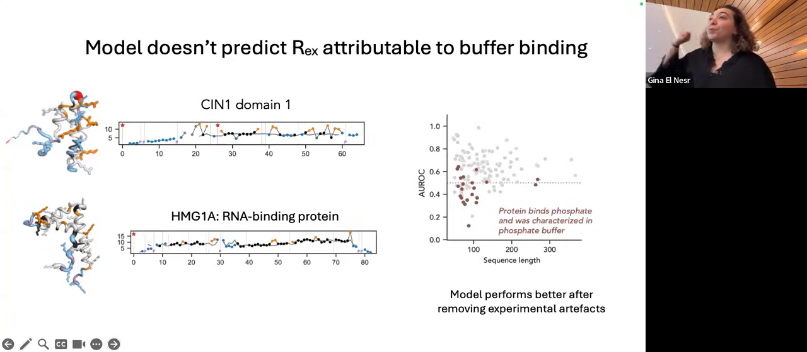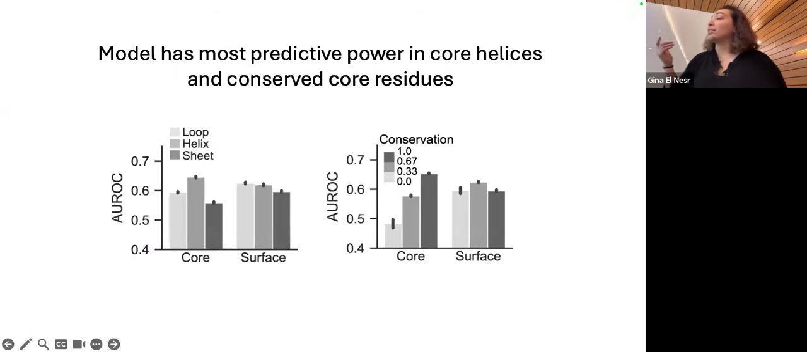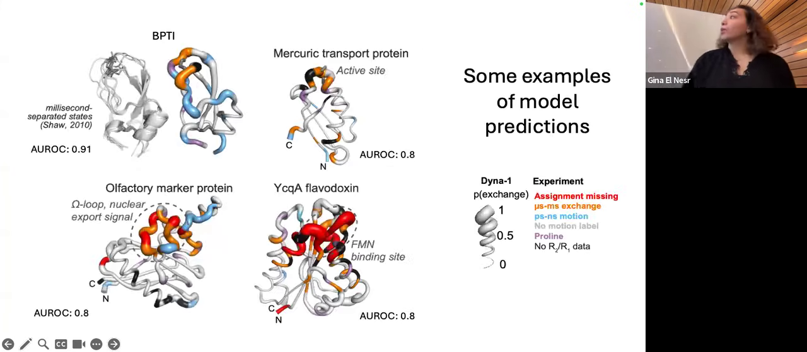And so those are all of the proteins that were RNA binding or DNA binding, phosphate binding, and were also characterized in phosphate buffer. So that's the majority of that bottom underneath that random baseline. We also noticed that the model had the most predictive power in core helices and then conserved core residues. And so that is just of interest to people interested in some form of phylogeny.